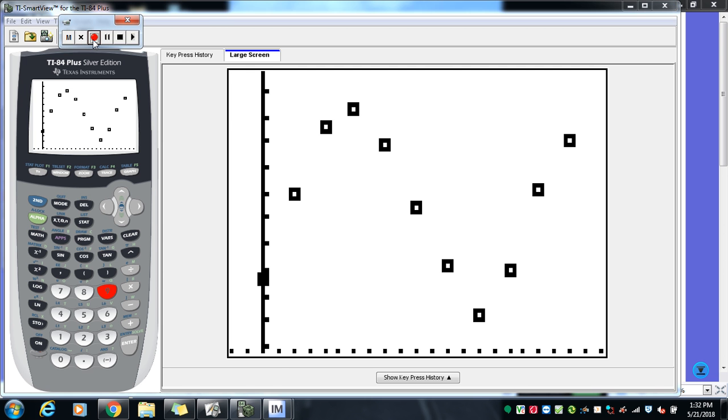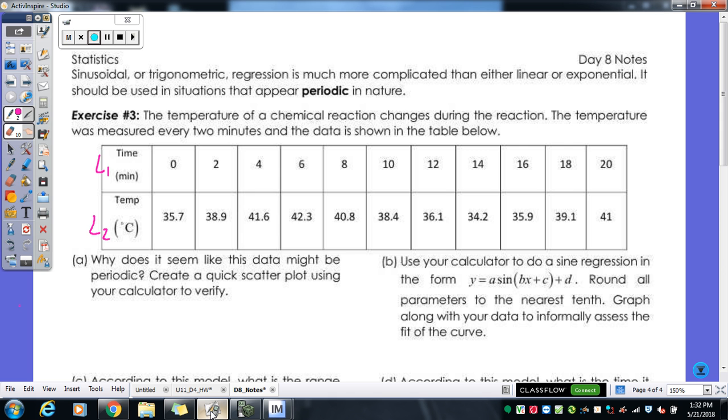All right. So why does it seem like the data might be periodic? Because it goes up, then down, and then back up again.